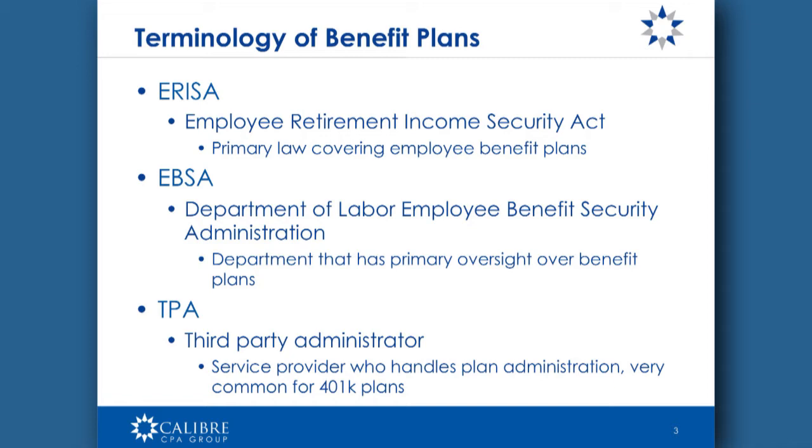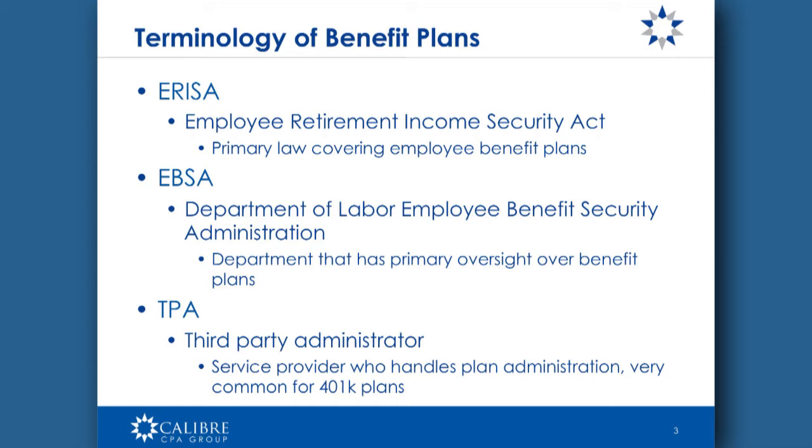The first thing you're going to hear a lot of is called ERISA, the Employee Retirement Income Security Act. And this is the primary law that governs employee benefit plans. It's been around for a number of years, and that's what dictates most of the laws that are followed here. EBSA, that's the Department of Labor's sub-agency, the Employee Benefits Security Administration. And they have oversight over benefit plans, both from an audit side and from enforcing ERISA. That's their responsibility.